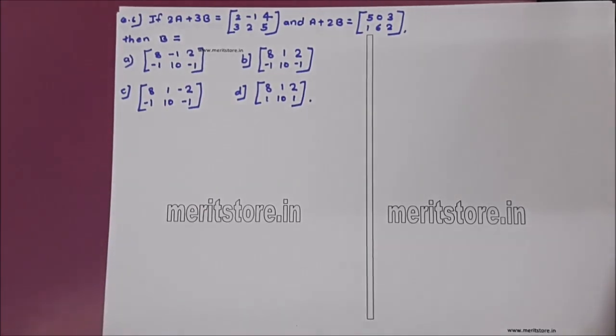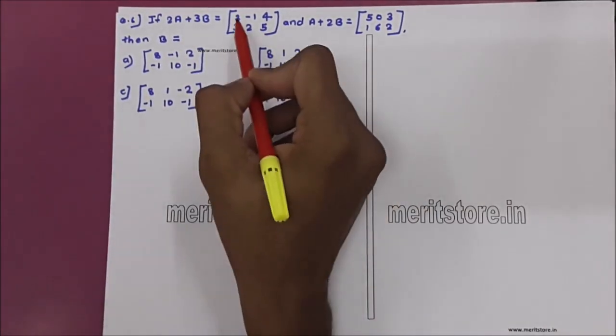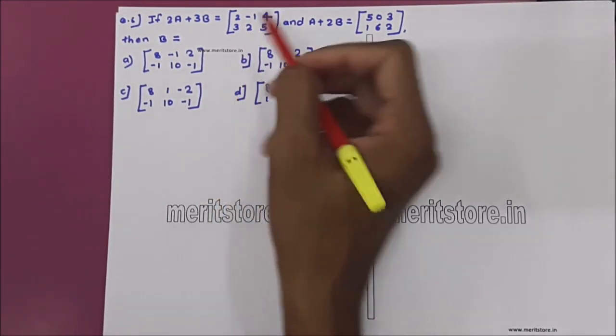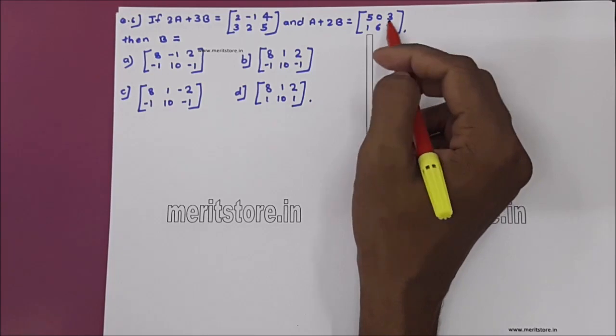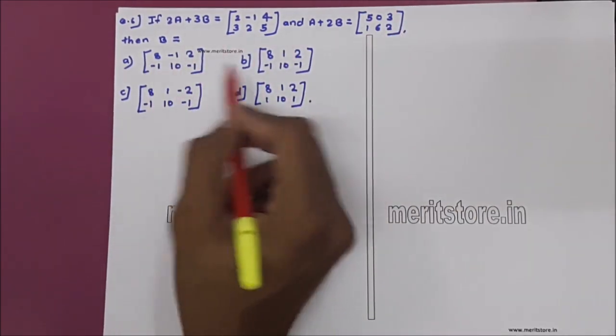Question 6. If 2A plus 3B is equal to the matrix [2, -1, 4; 3, 2, 5] and A plus 2B is equal to [5, 0, 3; 1, 6, 2], then B is equal to, we have four options, A, B, C and D.